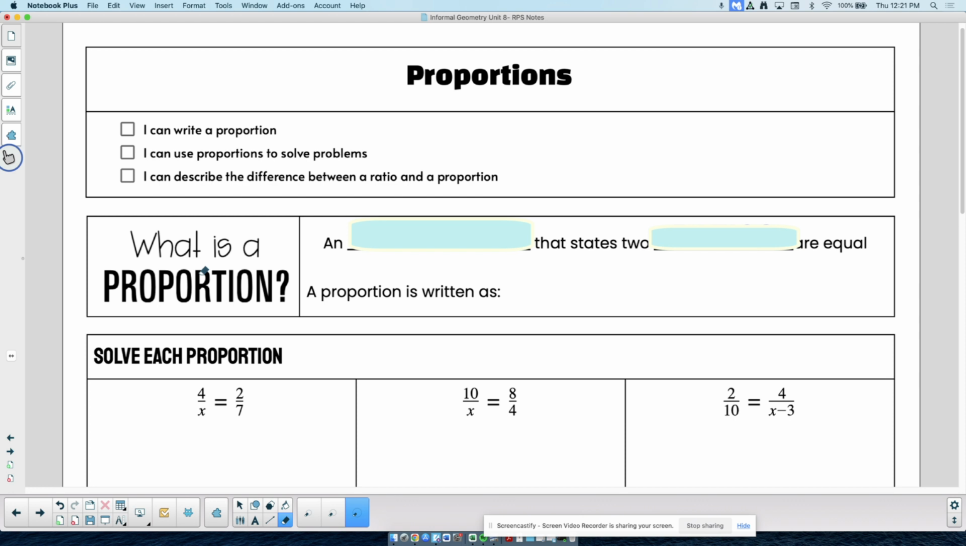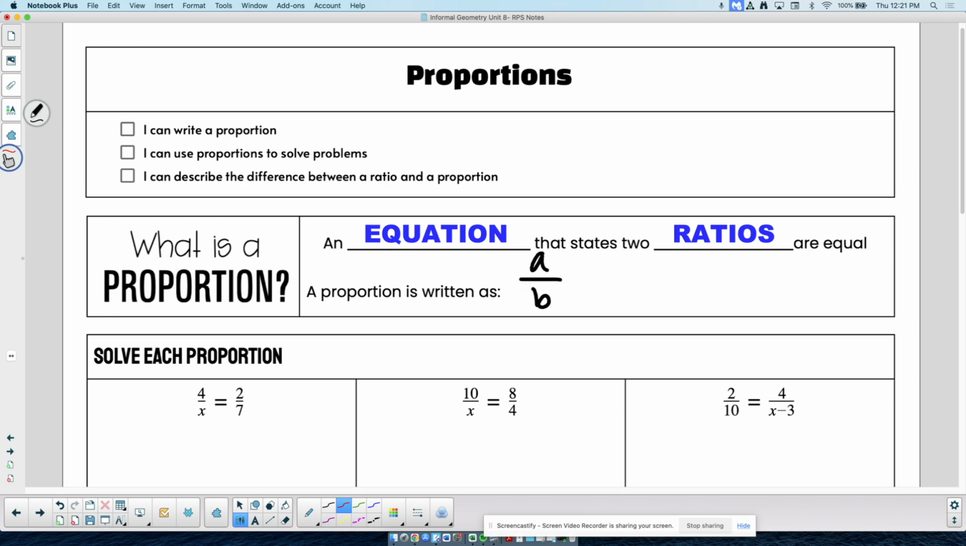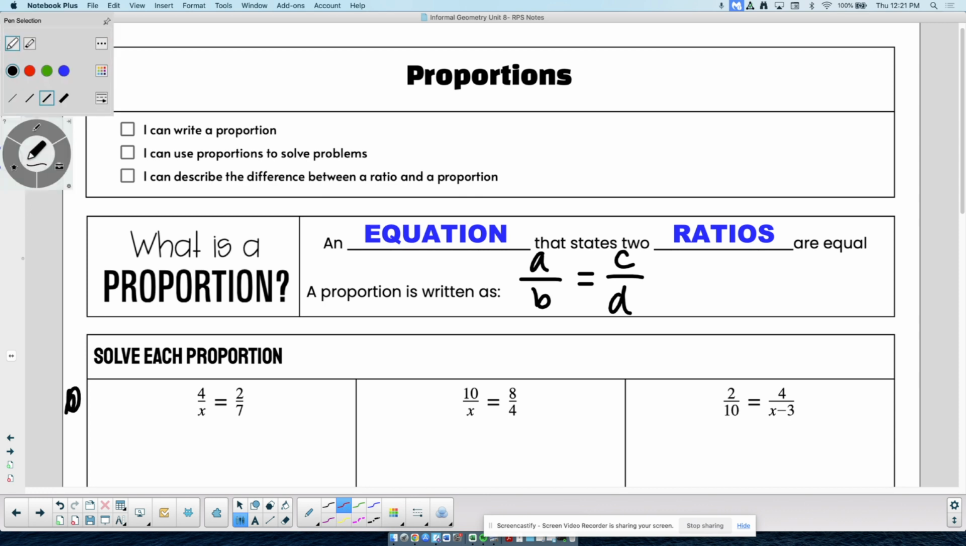So, remember, a ratio is just a comparison of two numbers, like blank over blank. The apples compared to oranges, right? Now, a proportion is an equation that says two ratios are equal, okay? So it can look like this. A number over a number is equal to another number over a different number. So A over B equals C over D.